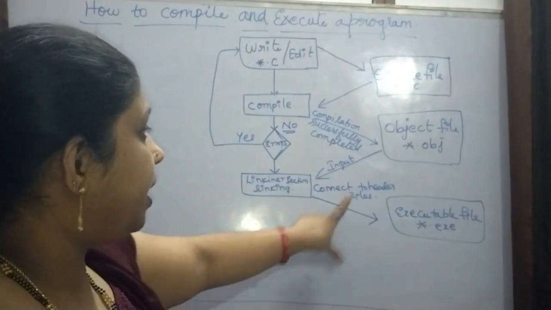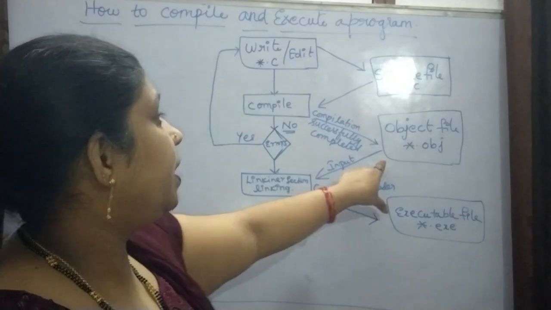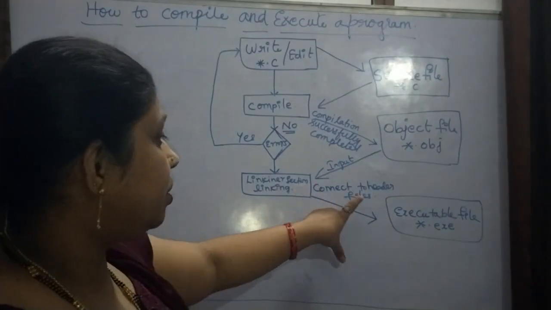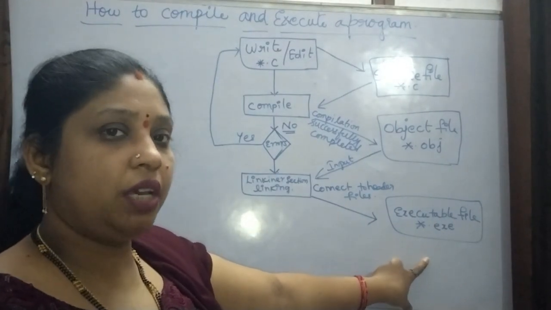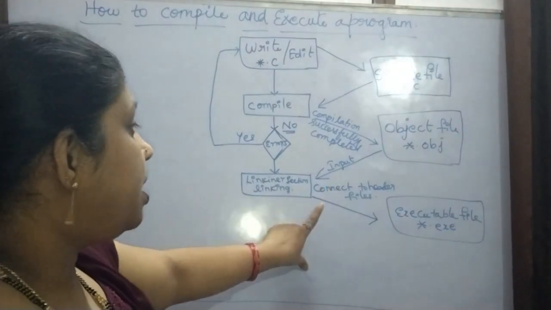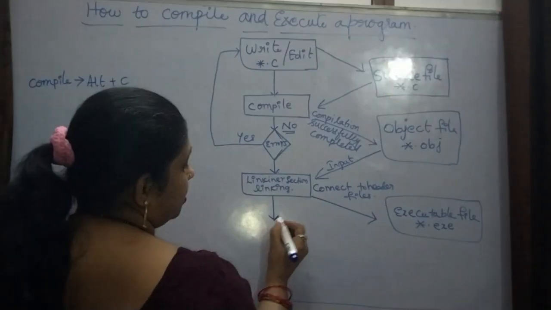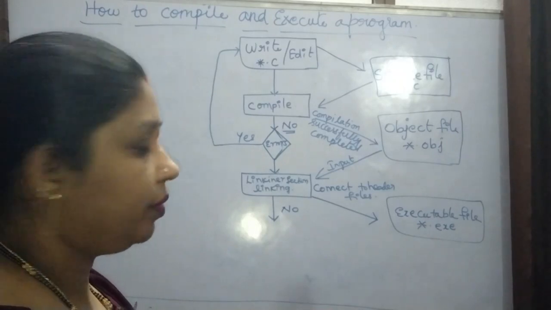When the object file is taken by the linker section, the linker will connect to the header files, and it will generate an executable file which can be executed. When does this happen? Only when there are no errors.